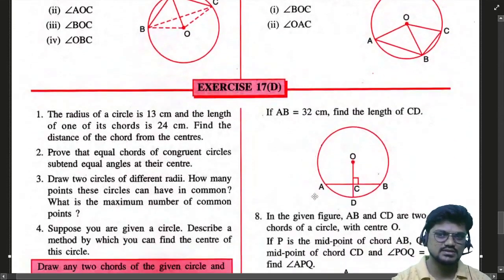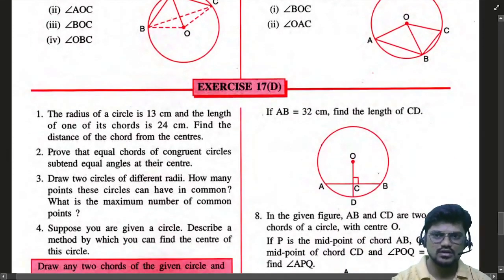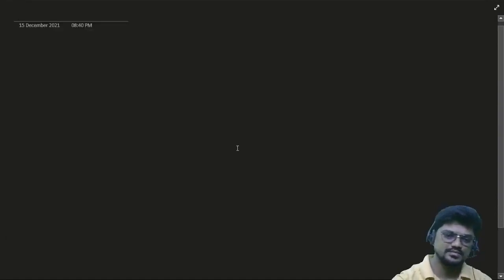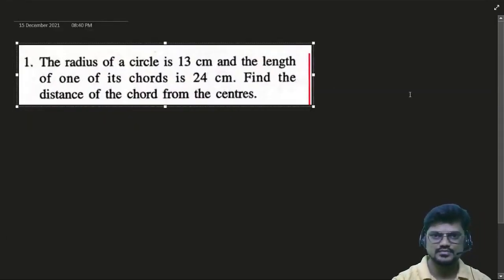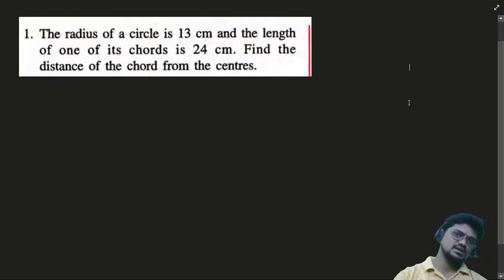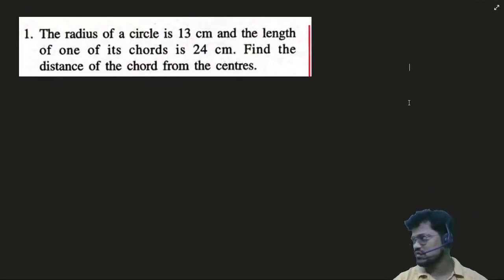So this exercise is done. Now the next is this. This first question, let's solve. The radius of a circle is 13 centimeter and the length of one of its chord is 24. Find the distance of the chord from the center. It's a very simple question. You can solve this question.